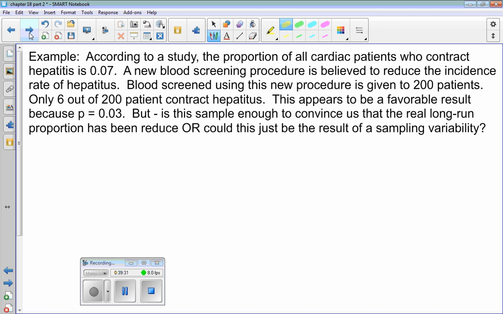So the proportion of cardiac patients who contract hepatitis is 0.07. What is 0.07? Is that P? Is that P hat? Is that N? Is that Q? What is it? It's your population parameter, isn't it? That's what we think. So the claim, you'll hear me talk about this a lot, the claim is that P is 0.07.